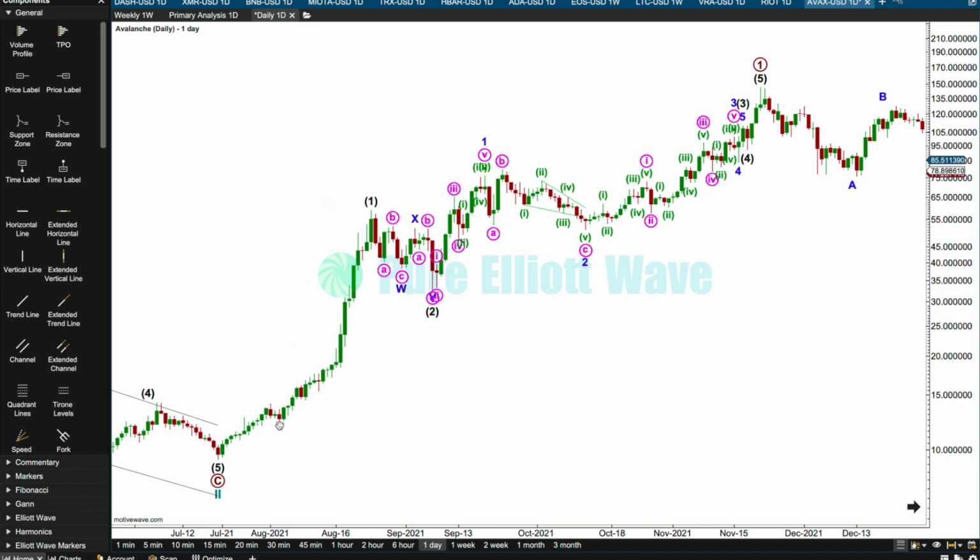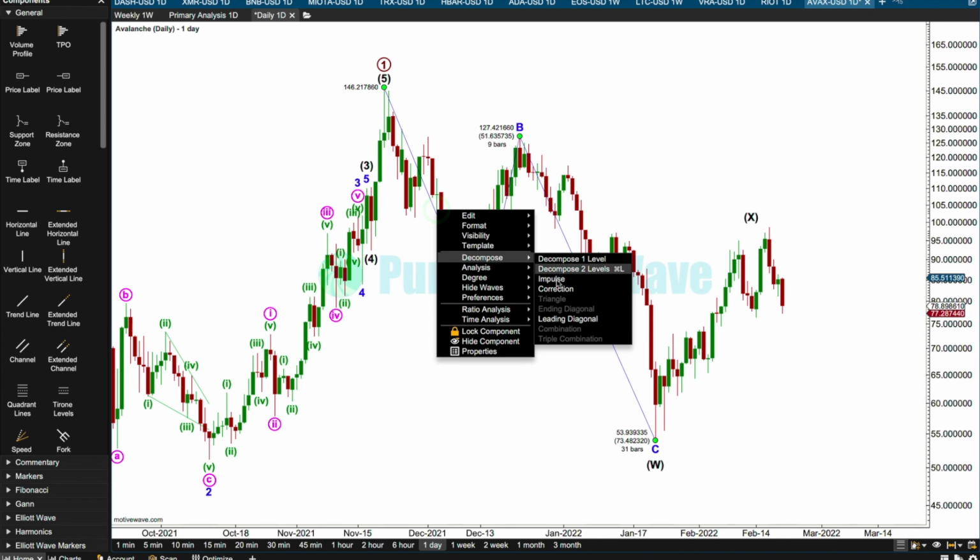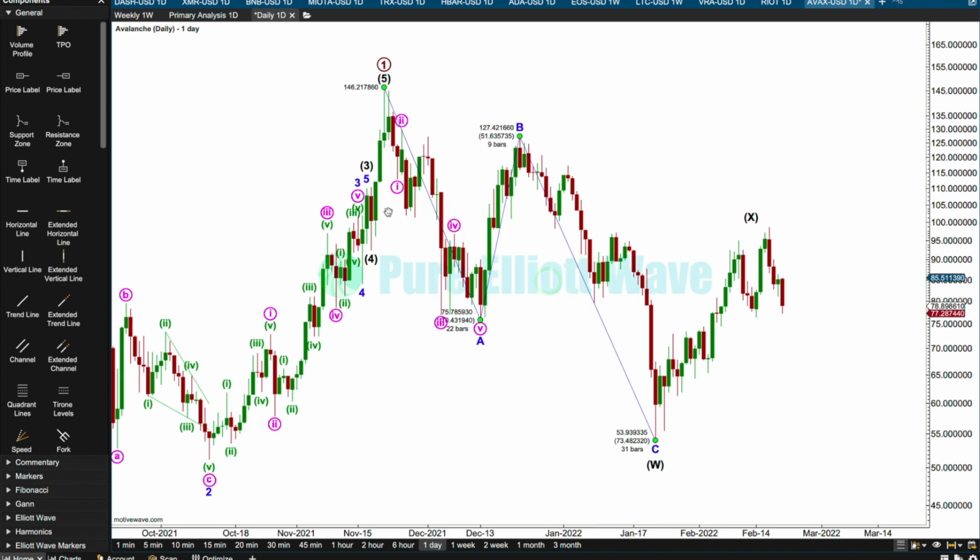Now you could also label this as a zigzag from this low to this high. I think that would also fit, but I'm going to leave that there. That's enough for me to see that this market is exhibiting Elliott wave structures that have a reasonable look.